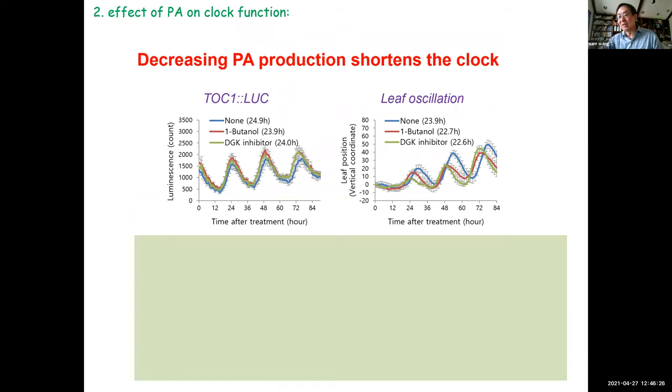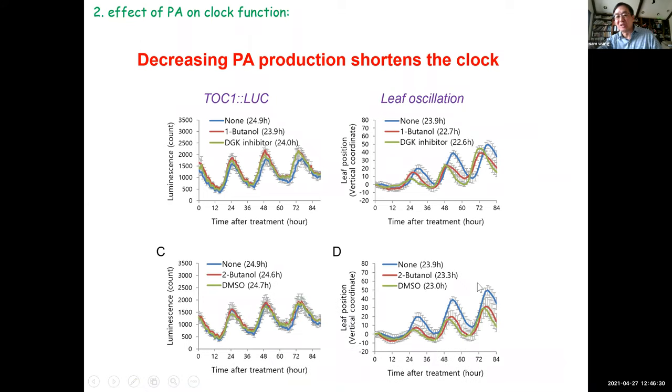Again, here it shows a solvent control where the clock functions basically the same as wild type. This indicates that those inhibitors which inhibit PA production can shorten the clock.